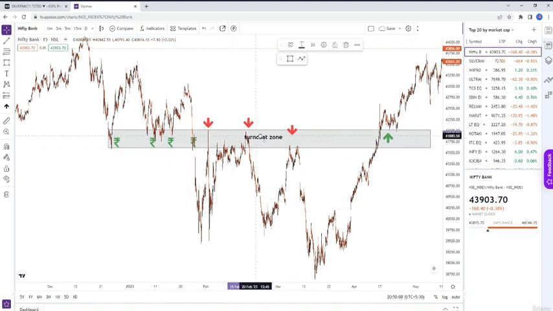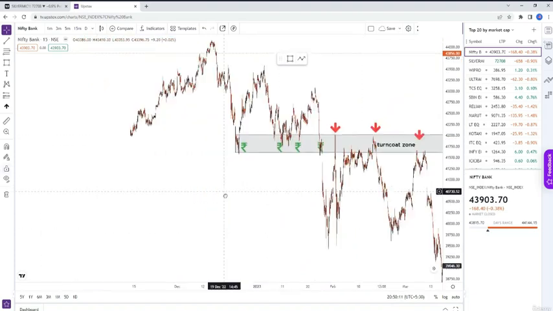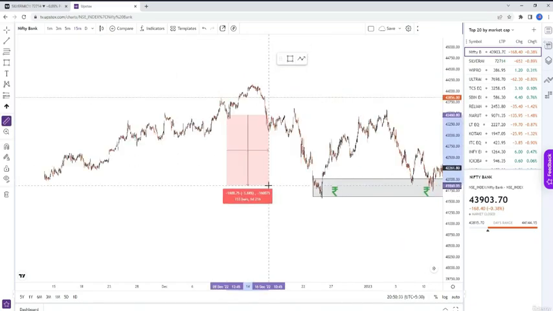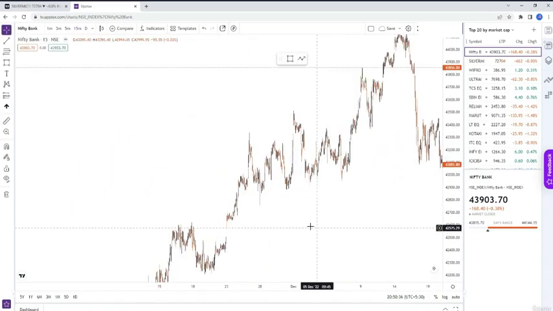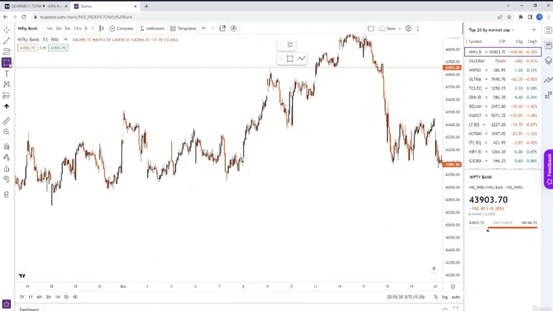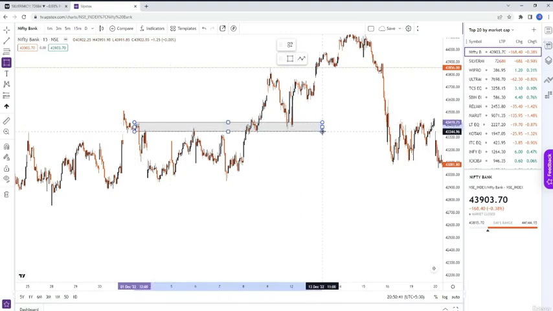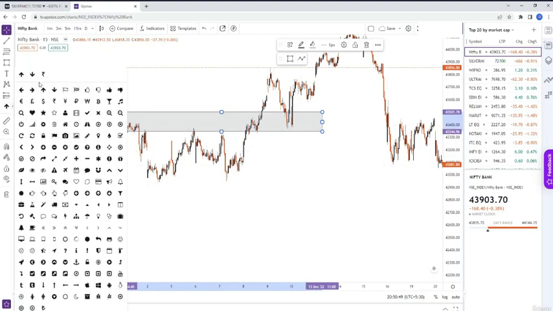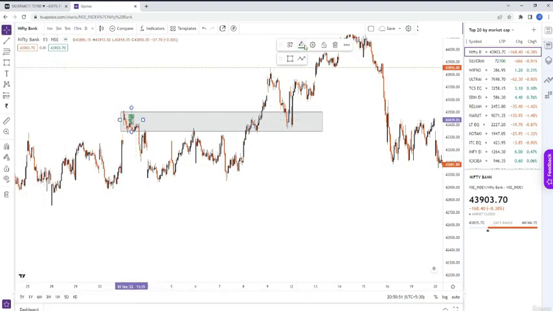So this is a turncoat zone. Okay, we'll show you some more examples of the turncoat zone. Here you see, this is the area where the market was taking resistance multiple times. When it came here, it was selling, selling, selling multiple times. Sellers are getting active every single time the market comes to this area, to my turncoat zone.